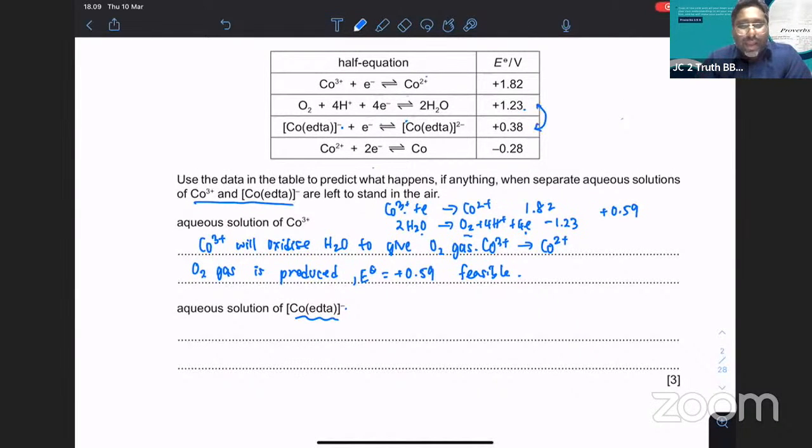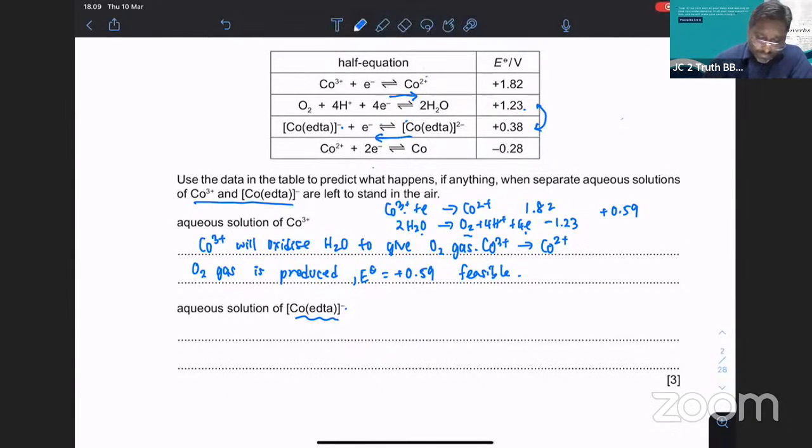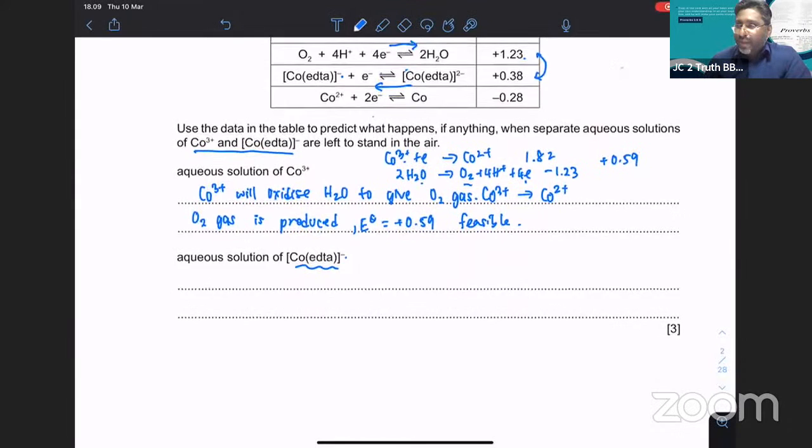So here, I can see that this is going to be moving forward, 1.23, and then this is going to move backward.